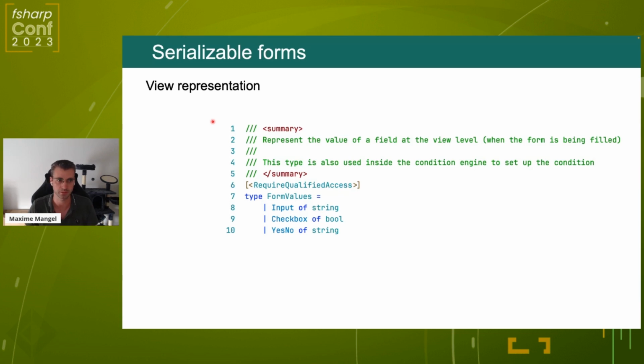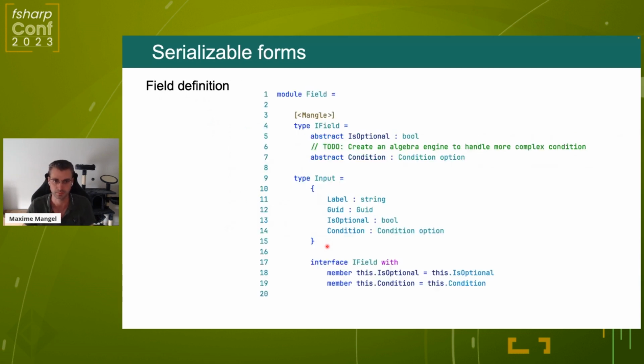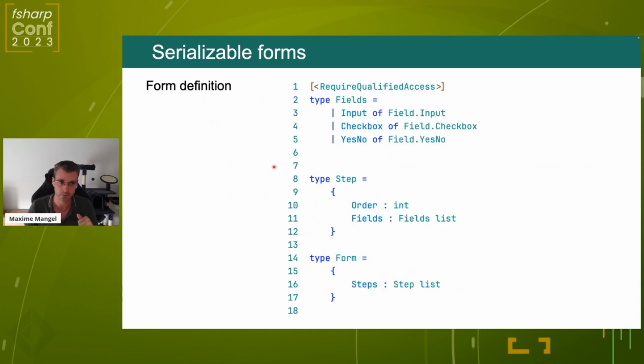The way we do it is we once again handle the view representation state. So in this case, we have some input which manipulates strings, checkbox a boolean, and yes, no field, which is a specialized field which work with strings. Then we have some field definition. I'm going to pass it just for the time. And we do the form definition. So the contract is that a form is a list of steps, where the step is actually a list of fields, which we can see above.